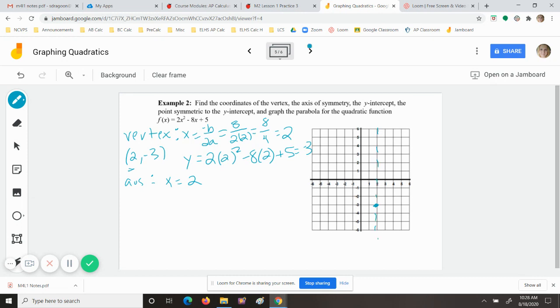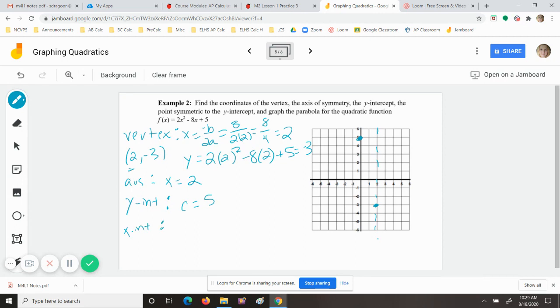Okay, next let's find our y-intercept. Okay, remember that's the c value, which is 5. So we have a y-intercept at 5. And oh, look, this time we can plot that. It'll fit on here.